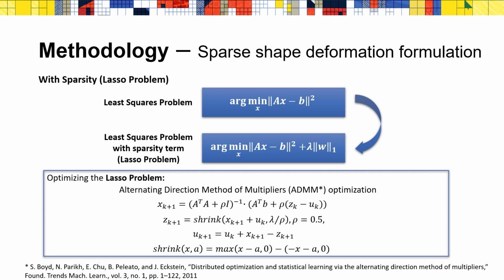So this will, besides solving the position, sparsity will involve 2 extra steps, including the shrinking step and the variable updating step. After these steps, finally, we will get the new position, new weight, and with the extra sparsity term.